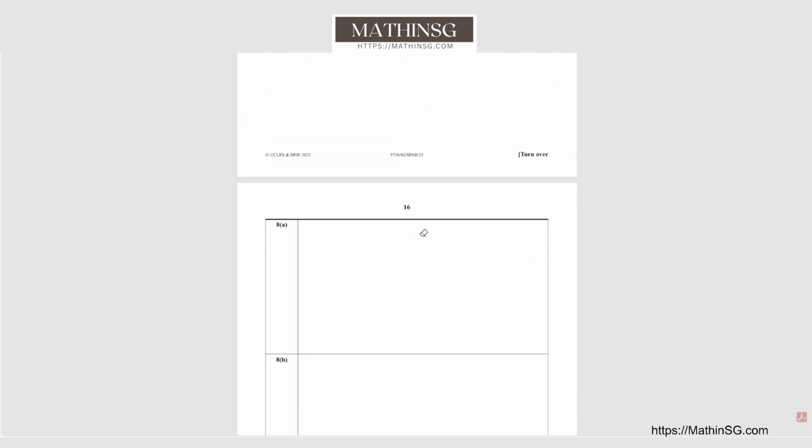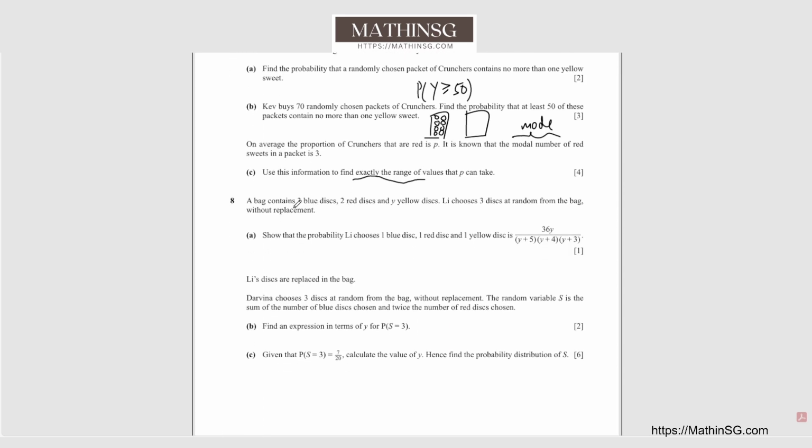Alright, now let's move on to question 8. A bag contains 3 blue discs, 2 red discs, and y yellow discs. Lee chooses 3 discs at random from the bag without replacement. Show that the probability that Lee chooses 1 blue disc, 1 red disc, and 1 yellow disc is 36y over this.